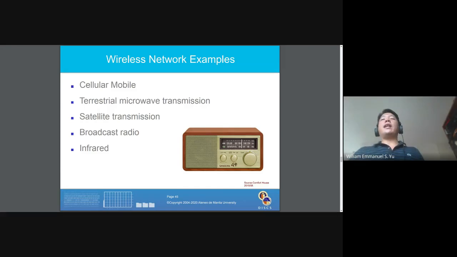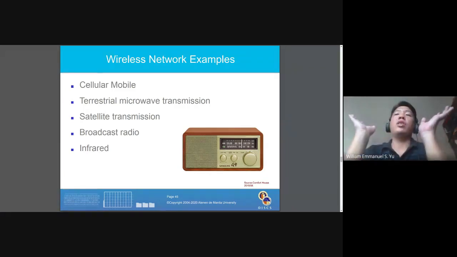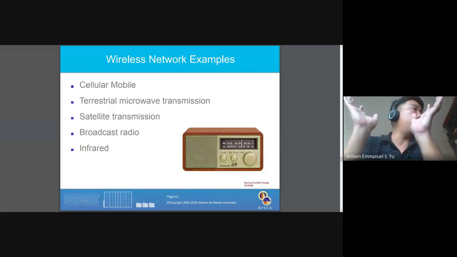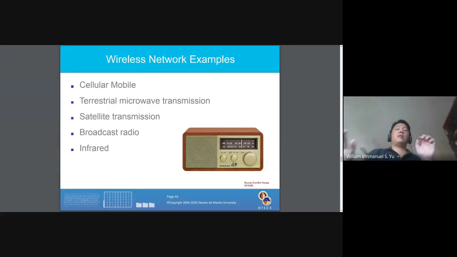Then you have satellite, which is the same as microwave, pero nasa space lang yung tower mo instead of on the ground. The nice thing about it is you don't have to worry about the curvature of the Earth, and you can cover a large geographical distance. The antennas are omnidirectional, so that you can cover a large swath of the Earth. But the thing is, of course, you share a lot more bandwidth with a bigger geographical area. And that's the reason why the amount of bandwidth carried is smaller.